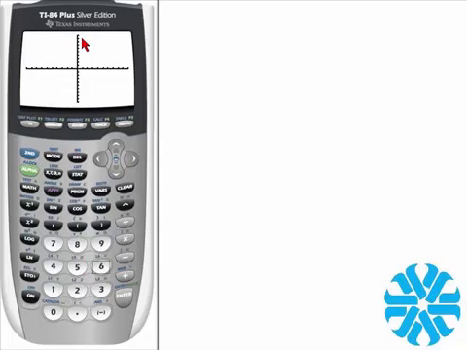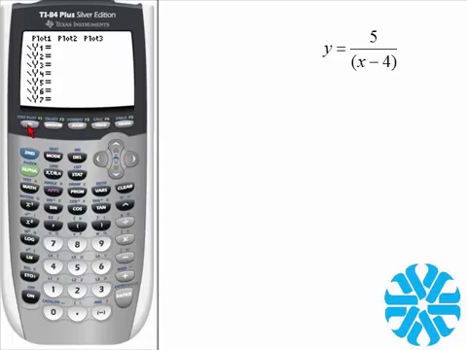In the first example, we're going to graph a rational function, which is y equals 5 divided by the quantity x minus 4. So we go to the y equal button, and this is where we input our functions. So we want to graph y equals 5 divided by the quantity x minus 4. So we need to use our grouping symbols on the function in the denominator. So we're going to use a left-hand parenthesis in the denominator, then x subtract 4, now close the parenthesis.